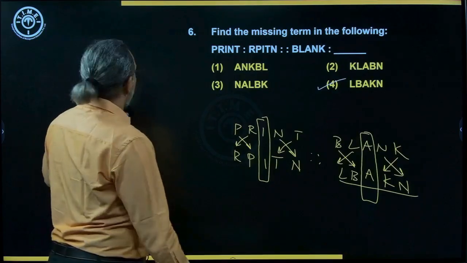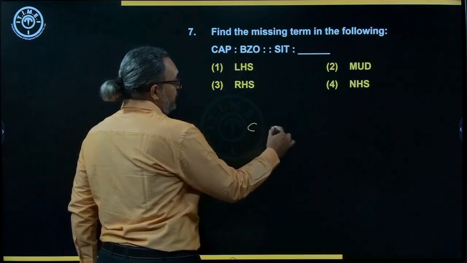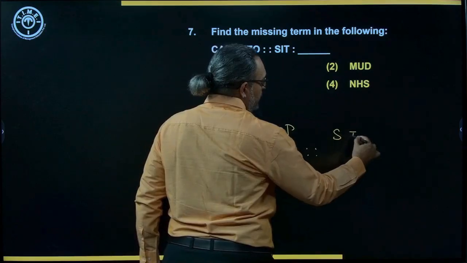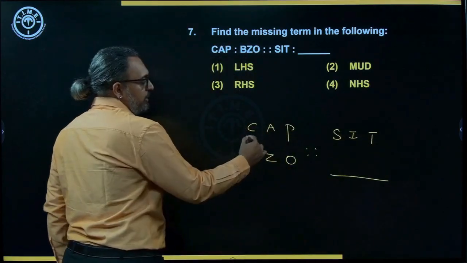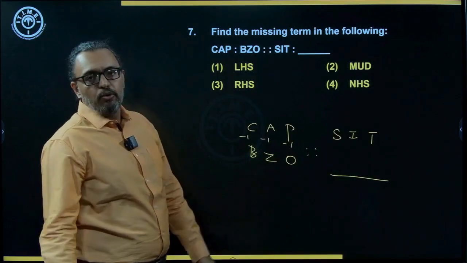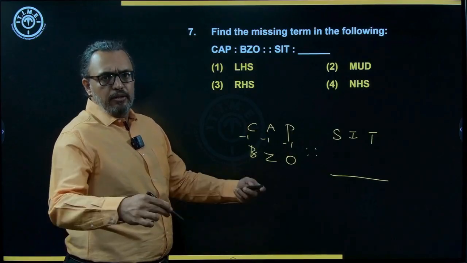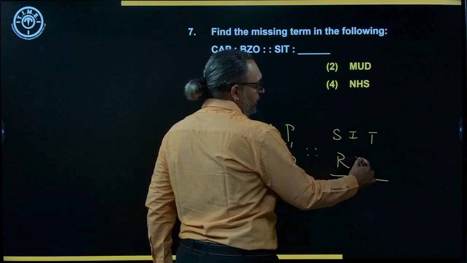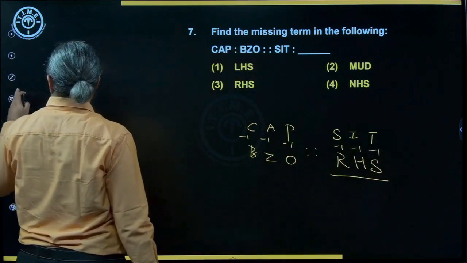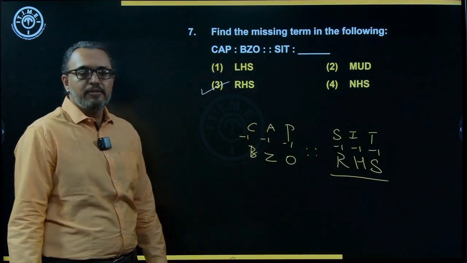Then next one. Yeah. We have CAP and BZO. Similarly, SIT blank. Now, as you can see, these are all previous alphabets. So there itself, you can orally check previous alphabets. So you can do this question orally also. You don't need to write and check. Take previous alphabets. So this is R, H, S. So that is what we pick as the option. Choice 3. Yes.